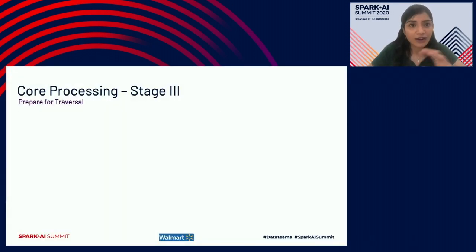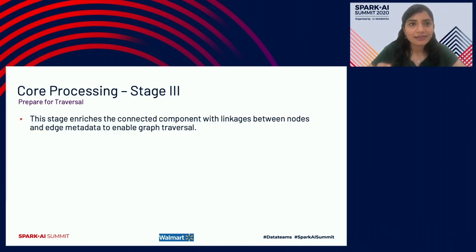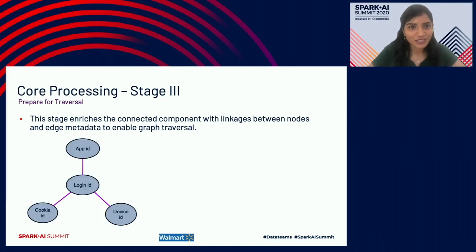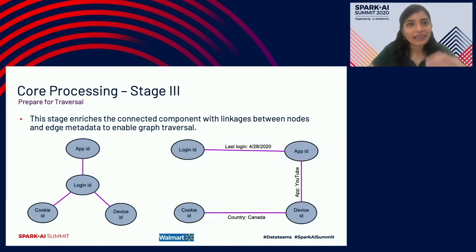Now, after the second stage, we have the connected component, right? But it doesn't have any relationship information or metadata information. So it kind of looks like this. Now, it is in this stage where we actually enrich the connected component by adding the relationship information and metadata information and make it ready for traversal.